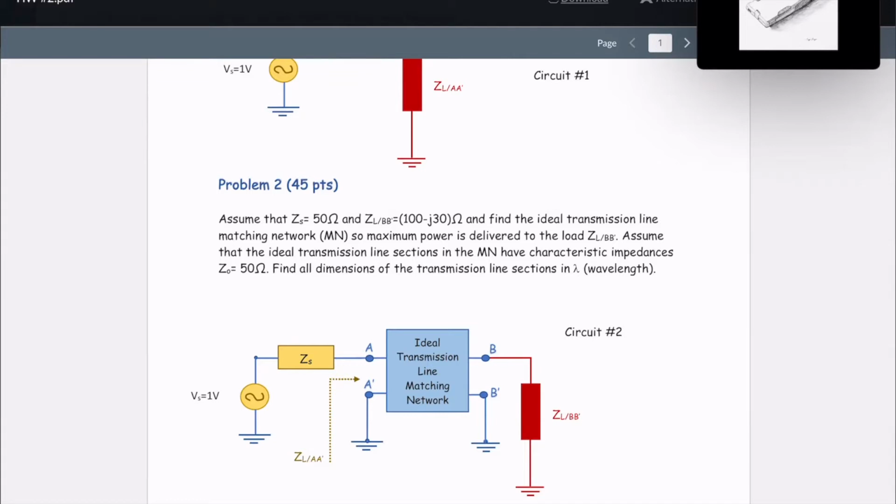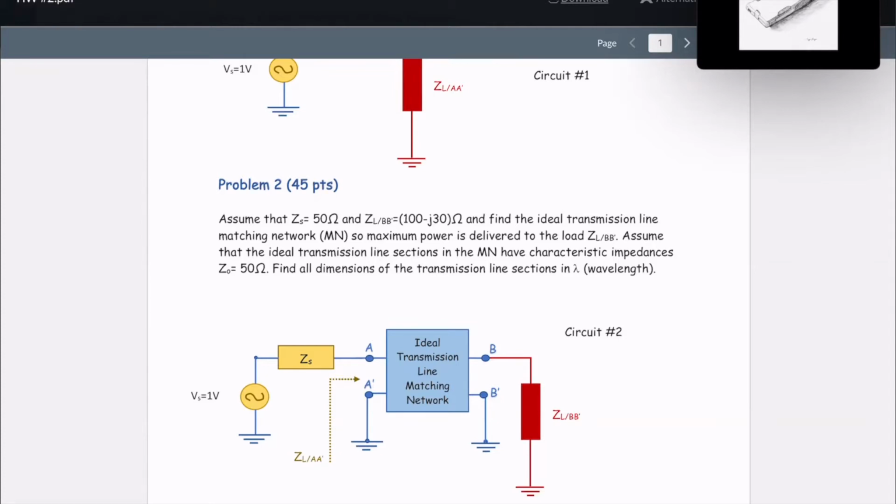Assume that the ideal transmission line sections, all sections in the matching network, both the inline sections and in the stub, have characteristic impedances of Z0. Okay, that's what I was confused about. I didn't know if it was just for the stub. No, it was for everything. Yeah, because the stub is made out of a transmission line.